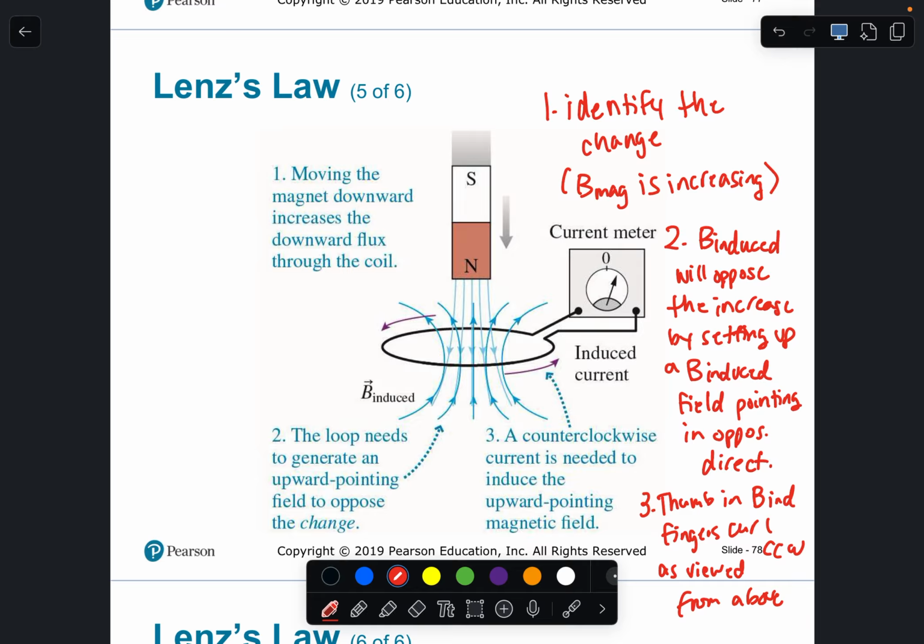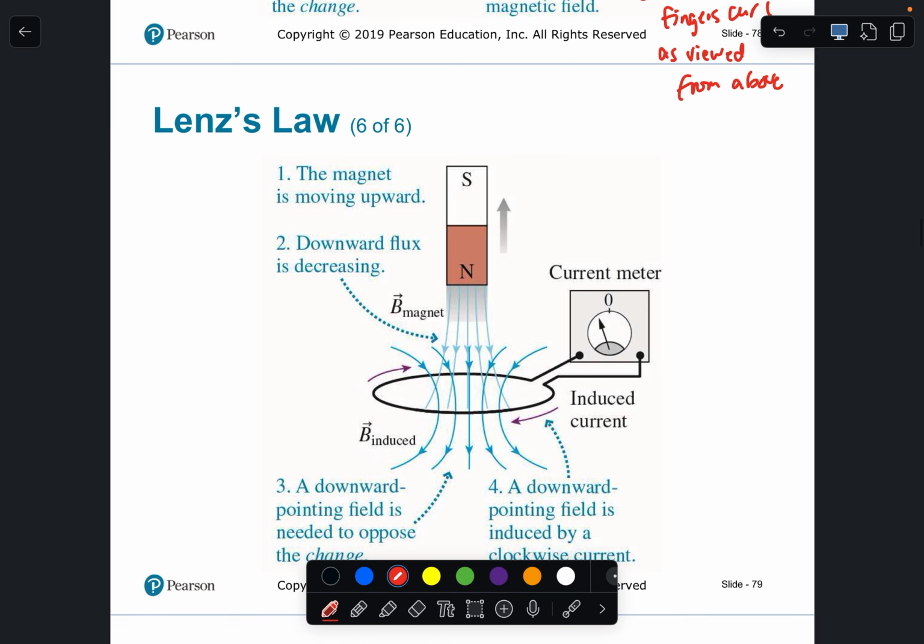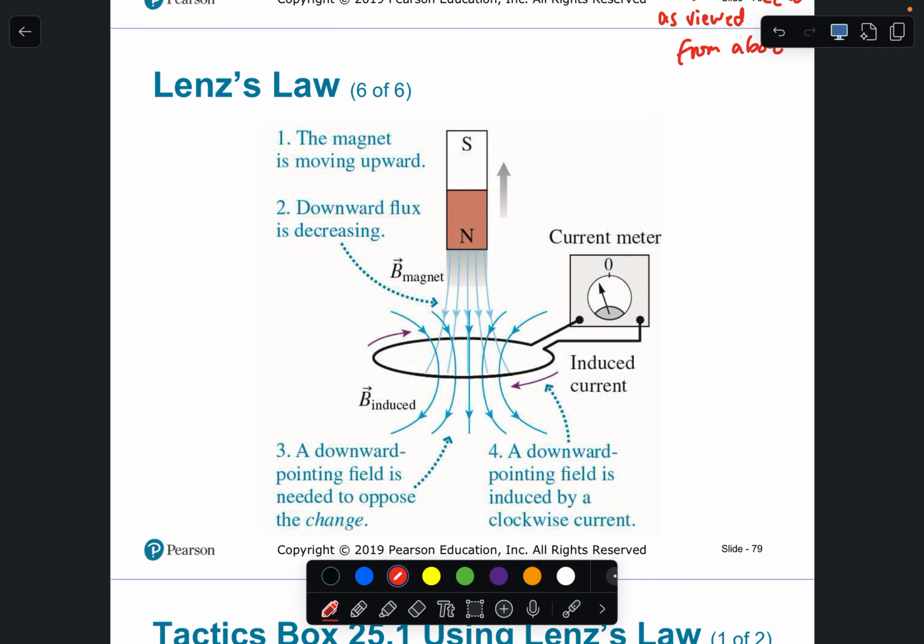So let's do some more like that, because then you can define a little bit of a cheat sheet, okay? If the magnitude of B, or any part of the flux, is increasing, then your B induced will point opposite to B, okay? That's always true. If your flux is decreasing, then B induced will point in the same direction as B. That you can always count on.